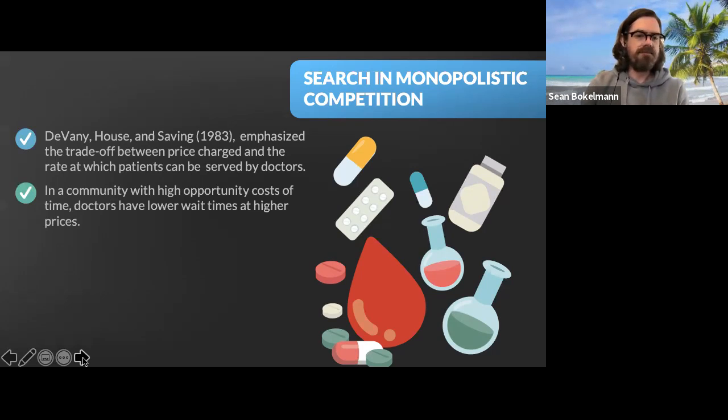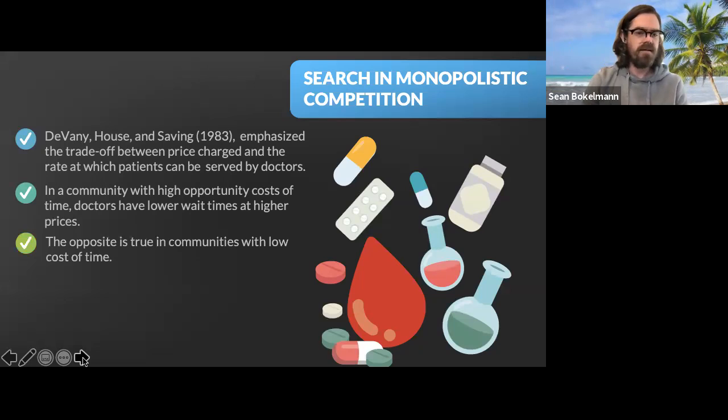In these communities, doctors have lower wait times, but at higher prices, which definitely reflects the issue of having a higher opportunity cost of time, right? If people in these communities really value their time, then they're going to want a low wait time. They're not going to want to wait very long, but of course they're going to have to pay a higher price for it, right? And then the opposite is true in communities where there's a lower cost of time, so rural communities and things like that. In those communities, they found longer wait times but lower prices.